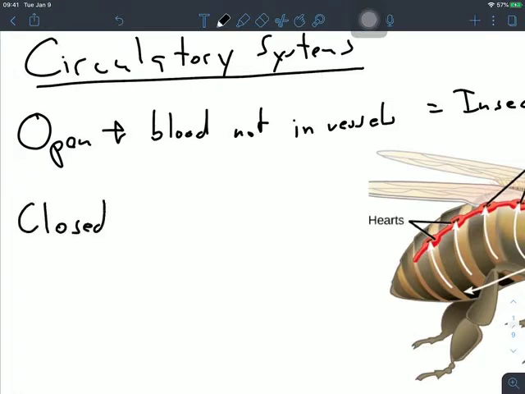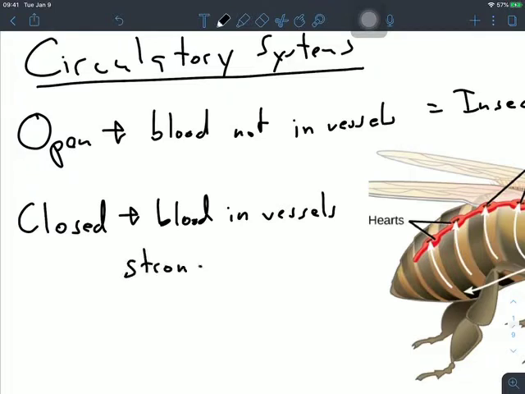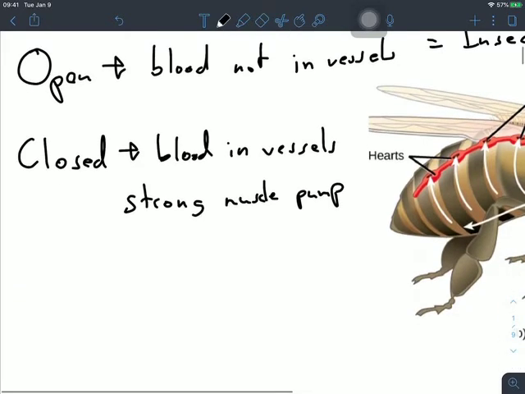And then the other variant that you'll be much more familiar with, because this encapsulates you, is our closed circulatory system, where blood does stay in vessels. And because it stays in vessels, it has a much longer distance to cover. And because it needs to cover that distance, that closed circulatory system necessitates a strong pump muscle, or a heart.